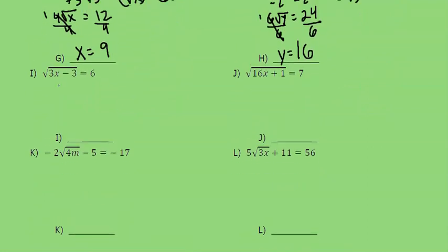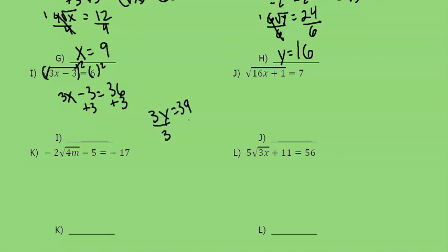Okay, let's look at I. The square root of 3x minus 3 equals 6. The radical is already isolated, so we're just going to exponentiate each side by 2. So we raise both sides to the second power. 3x minus 3 equals 36. Add 3 to each side. 3x equals 39. Divide each side by 3. So then we have our solution, x equals 13.